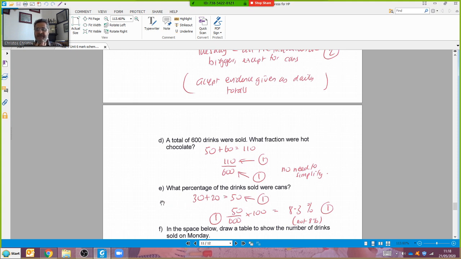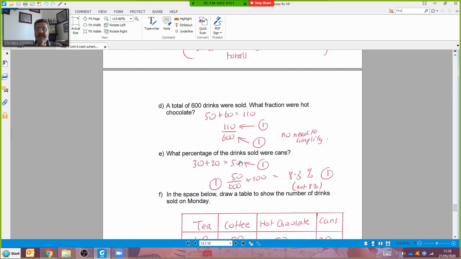How do you change that into percent? Well, listen carefully. It's 50 over 600. Why 600? Because I know 600 drinks were sold. So it's 50 out of 600 times 100. Put that into your calculator, you get 8.3%, but I didn't accept 8 because it would be too much rounding.